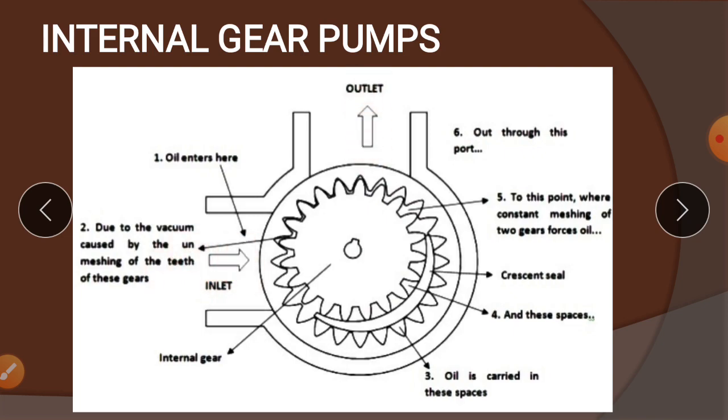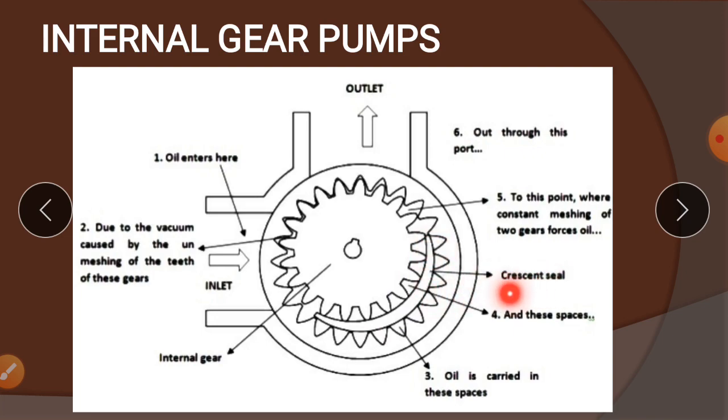It consists of one external gear and one internal gear. This is the external gear, and this is the internal gear. You can see this is the spur gear, or pinion gear, and this is the ring gear. We can also call it a ring gear, which has the teeth inside. So this is the internal gear, this is the external gear, and you can see the separation portion.